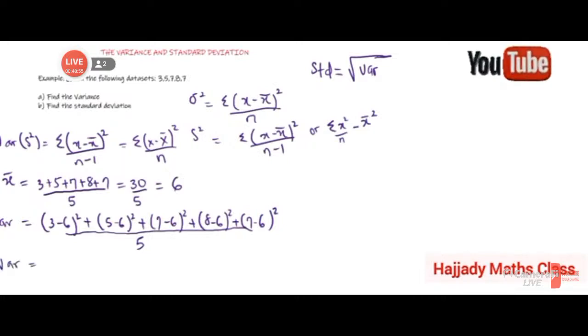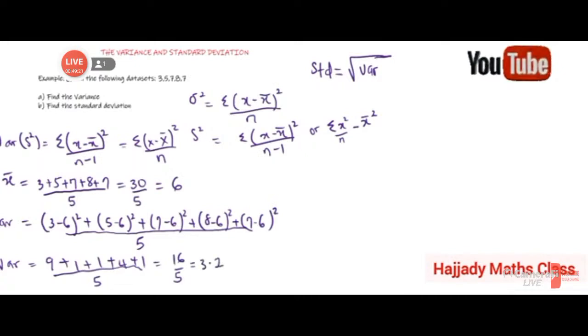So solving this now, here we are going to have 3 minus 6 all squared is going to give me 9, plus 1, plus 1, plus 4, plus 1, all over 5. And this is going to give me 16 over 5, which is equivalent to 3.2.